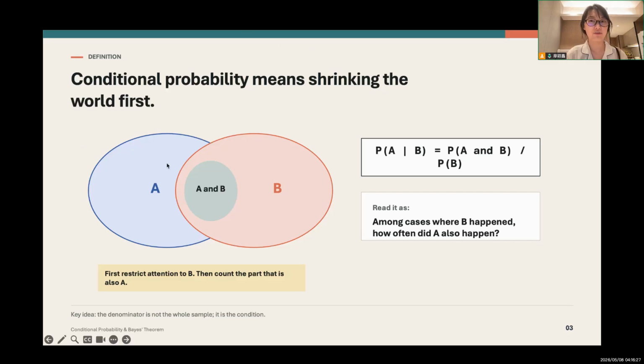As you can see in the diagram, B is the right circle. Inside that circle, some cases are also in A. That overlapping part is the probability of A and B. So the denominator is the probability of B, because B is the condition. The numerator is the probability of A and B, because we want the part of B where A is also true. In plain English, we ask, among the cases where B happened, how often did A also happen? This is a key habit for the whole lesson. Condition first, then count.